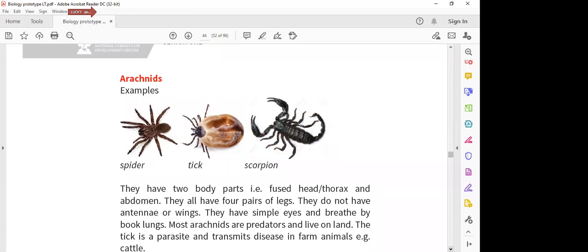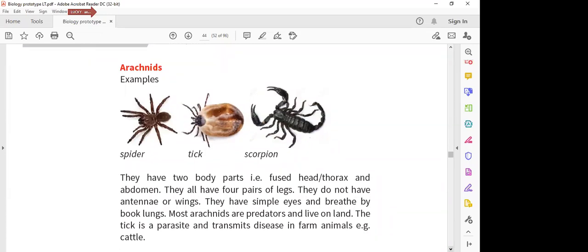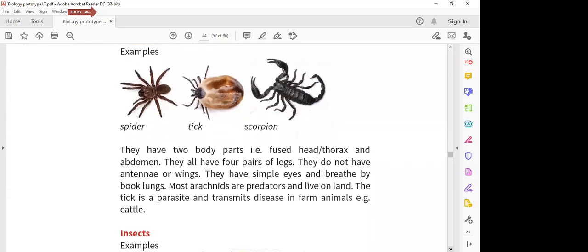The next group is of class Arachnida, the arachnids. Okay, and this one has a spider, it has ticks, it has scorpion. Someone is going to take us through the literature, and then we shall see how we can explain further. Yes, Timothy.